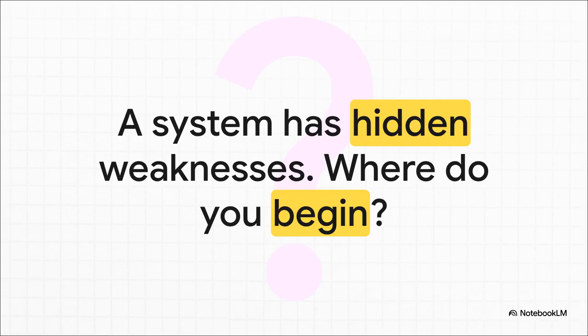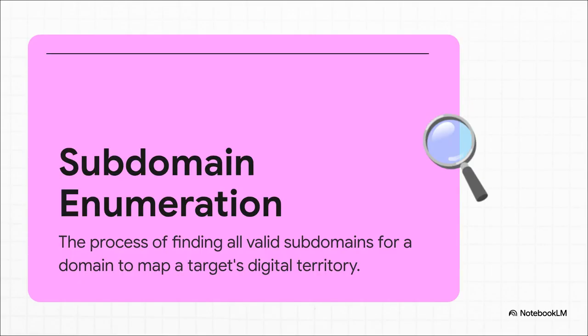So, picture this. You've been asked to test a system's security. You're staring at this massive, sprawling digital landscape, and you know there are hidden doors, forgotten entryways, all sorts of weaknesses. But where do you even start? It's a huge question, right? Well, the answer is actually pretty simple. You don't start by looking for the doors. You start by drawing the map. And that's exactly what subdomain enumeration is.